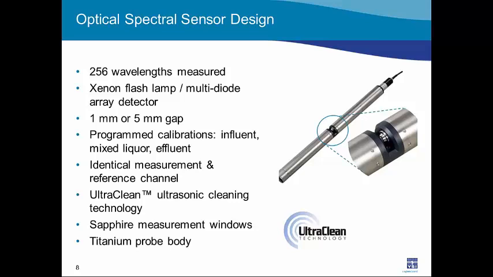When it comes to design of an optical sensor, this example is for an optical spectral sensor. Let me explain a little bit what an optical spectral sensor is. An optical spectral sensor is a sensor that measures 256 wavelengths simultaneously. So unlike the SAC probe we talked about before, this probe is simultaneously and continuously measuring 256 wavelengths. It does this with a lamp and a detector, recall the previous graphic we showed, inside the probe.